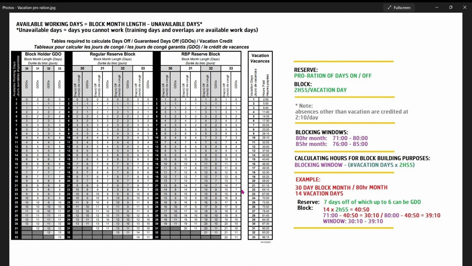And remember, in a month that you have training, not only does the training count as an available day, but on reserve, you're going to be doing your training on a day that you are scheduled for reserve. And on a block, you're going to have your minimum required days off that the system has to give you, in addition to any vacation that you might have, in addition to all the pairings that you need in order to get you to that legal blocking window.